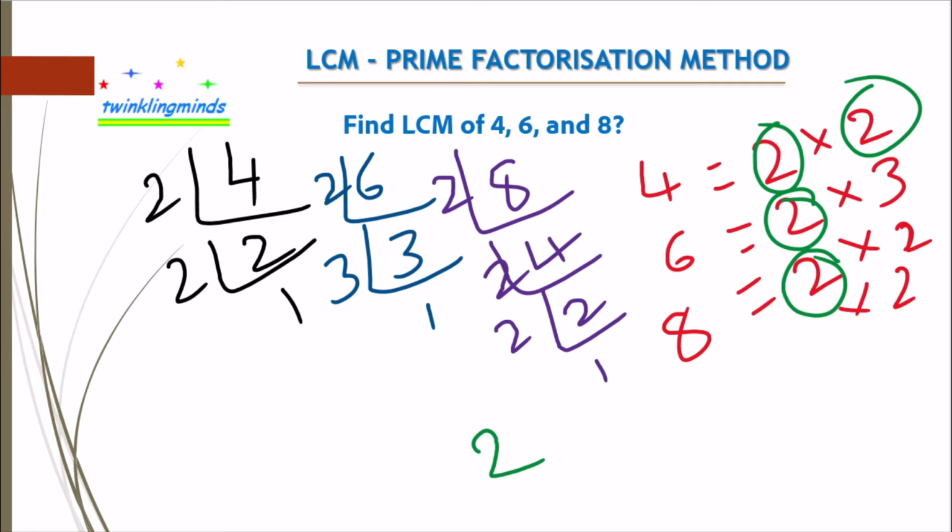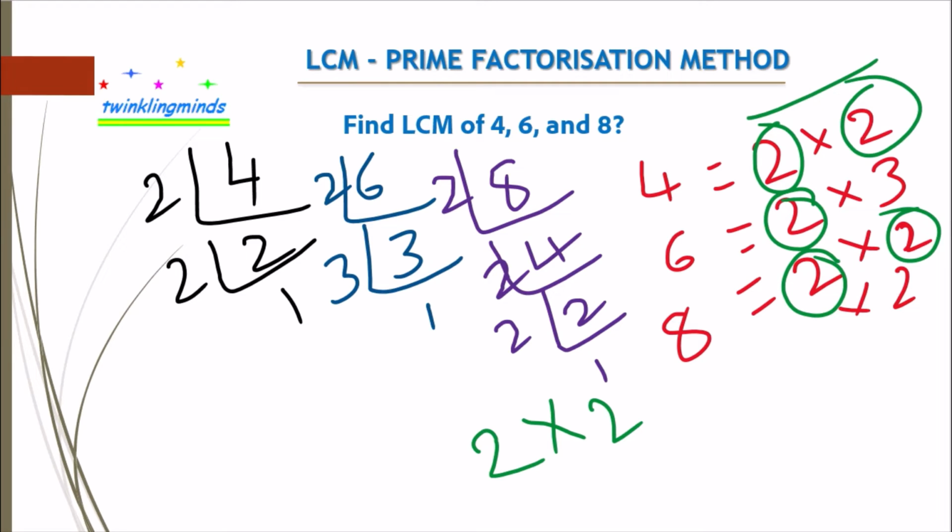Do we have 2 in 6? No. And do we have another 2 as a factor in 8? Yes. Right? So we will consider only one 2 here for LCM calculation. Then let us look at the next factor. So we are done with 4.